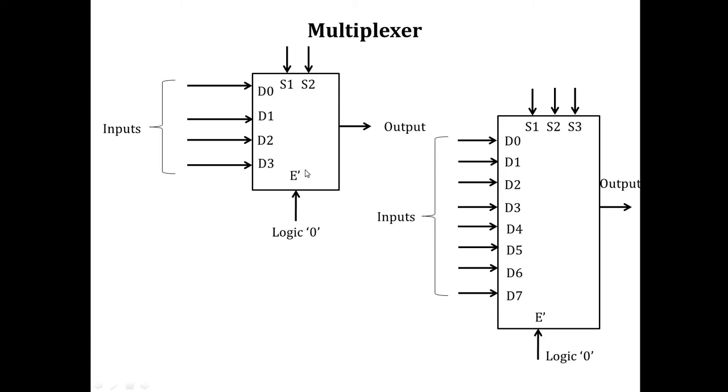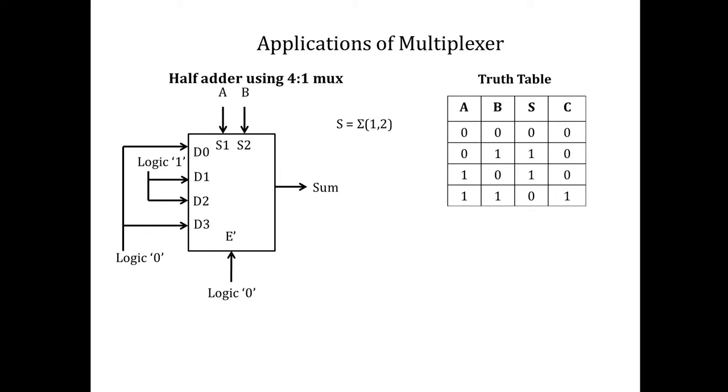And if you see here, we have an enable pin which will be used to enable your multiplexer using a logical 0. Next we will see applications of multiplexer. One of the applications of multiplexer is a half adder using 4:1 multiplexer. If you see the truth table of half adder, when A and B are the inputs, we will get sum and carry.